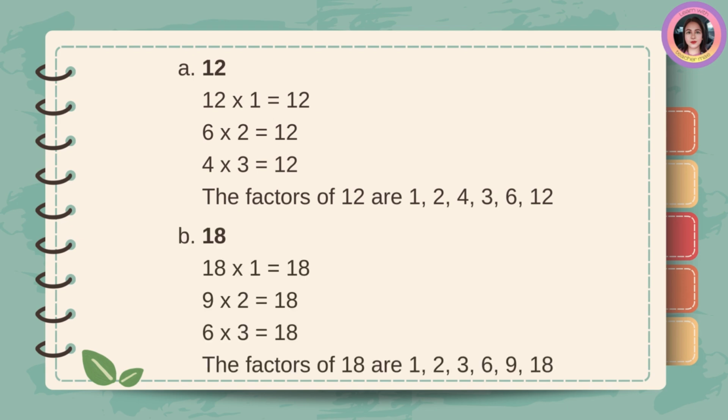Letter B, 18. 18 times 1 is equal to 18. 9 times 2 is equal to 18. 6 times 3 is equal to 18. The factors of 18 are 1, 2, 3, 6, 9, and 18.